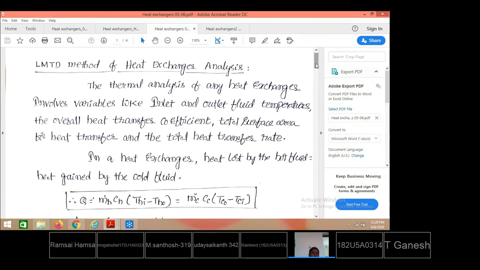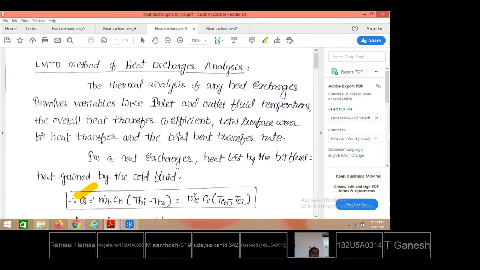Suppose from the hot fluid side to the cold fluid side in a heat exchanger, so much heat has to be transferred. That is one requirement. This value of heat transferred from the hot fluid side to the cold fluid side equals the heat lost by the hot fluid, which equals the heat gained by the cold fluid, assuming there are no other losses.